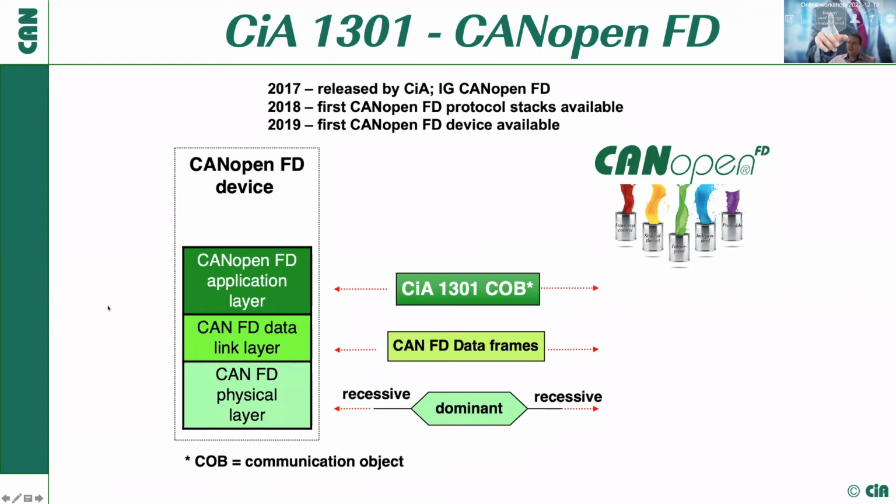And we see here depicted that CANopen FD is the higher layer protocol, and all the CANopen FD services go via CANFD frames, and all of these CANFD frames then use the CANFD physical layer to transfer the signals from one CANopen FD device to one or several other CANopen FD devices.